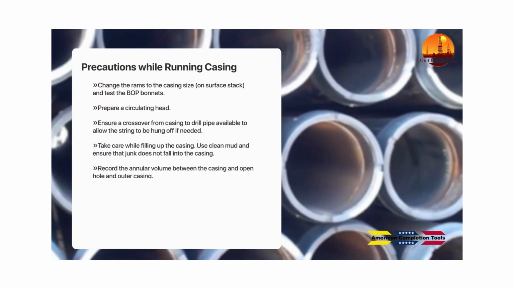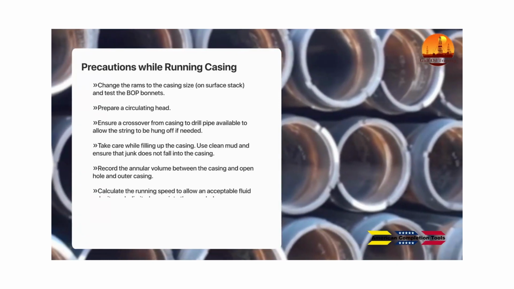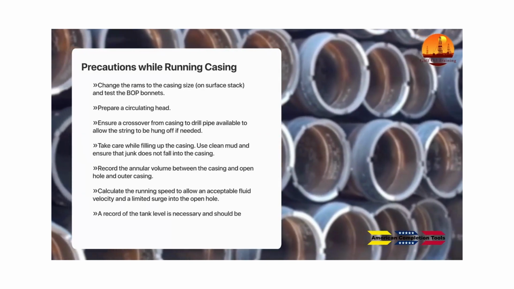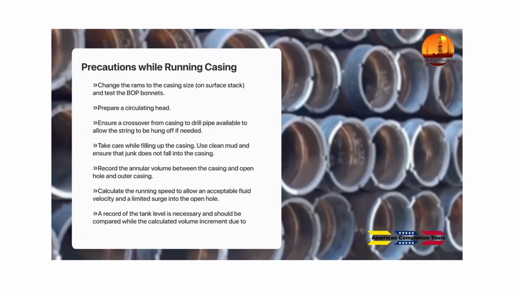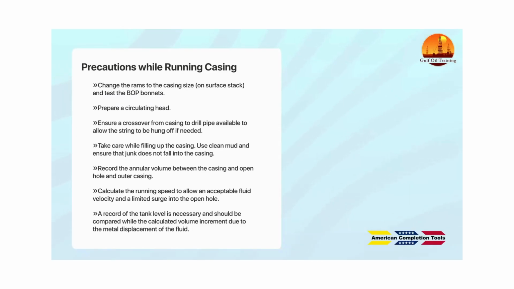Record the annular volume between the casing and open hole and outer casing. Calculate the running speed to allow an acceptable fluid velocity and a limited surge into the open hole. A record of the tank level is necessary and should be compared with the calculated volume increment due to the metal displacement of the fluid.